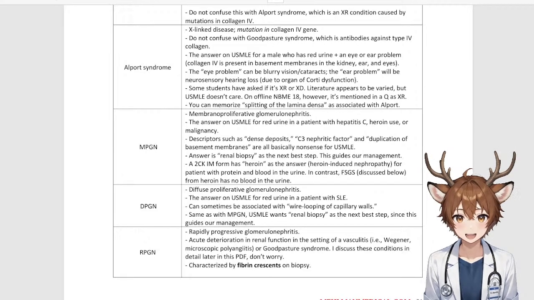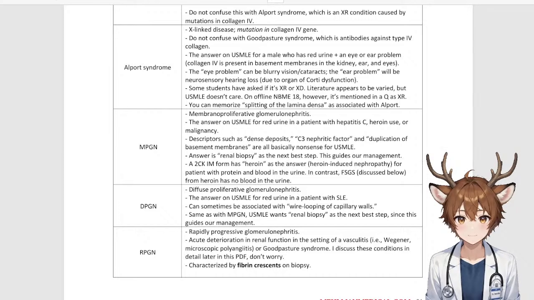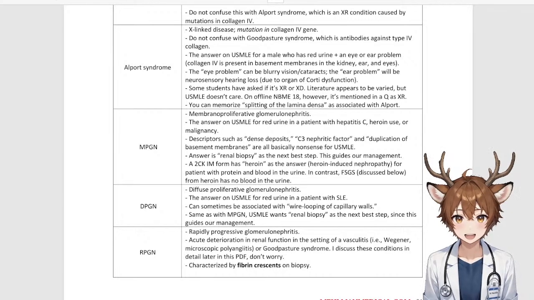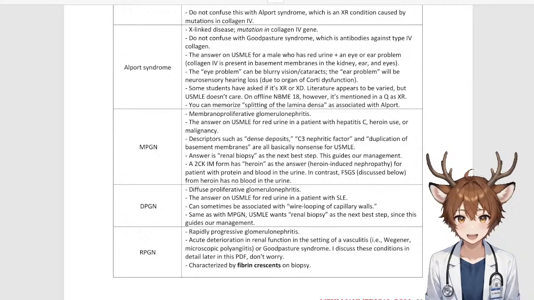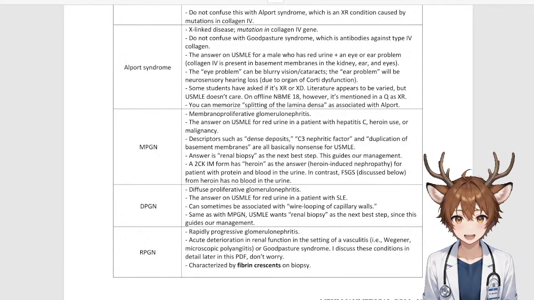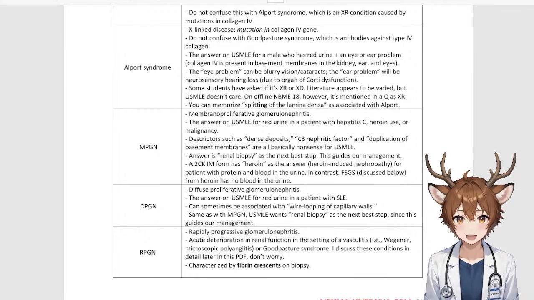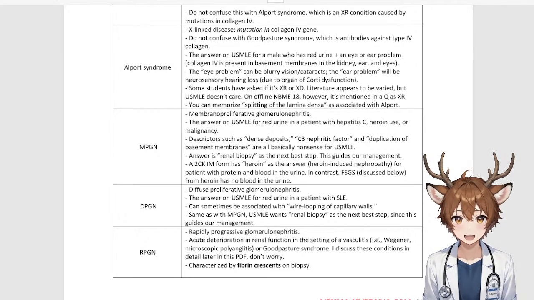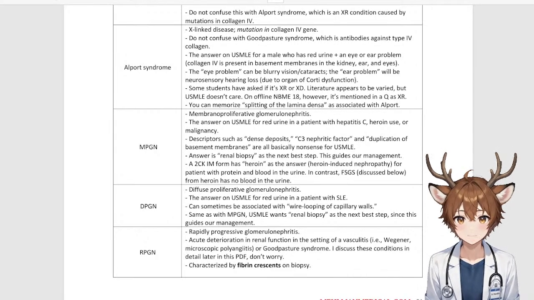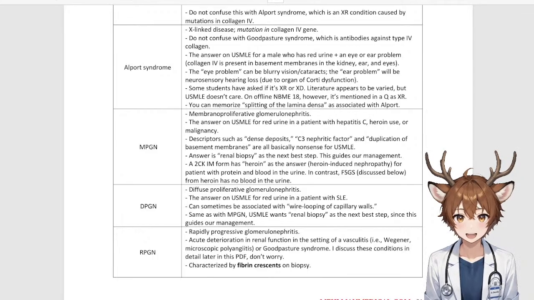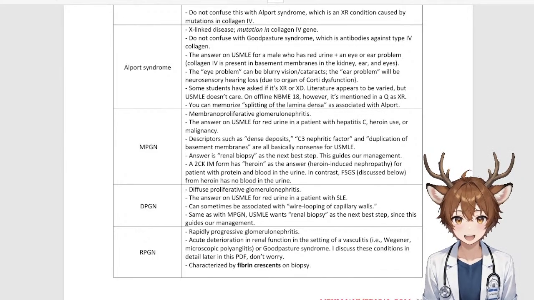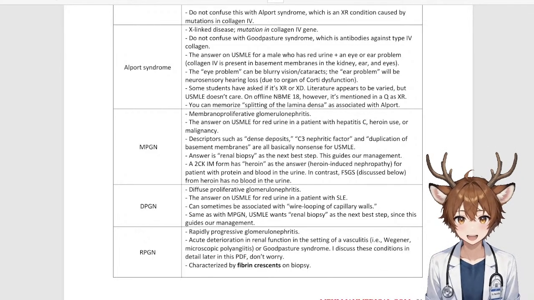Some students have asked if it's XR or XD. I think when they say XR and XD, they mean X-linked recessive versus X-linked dominant. The literature appears to be varied, but USMLE does not care. On offline NBME 18, however, it's mentioned in a question as X-linked recessive. You can memorize splitting of the lamina densa as associated with Alport disease.